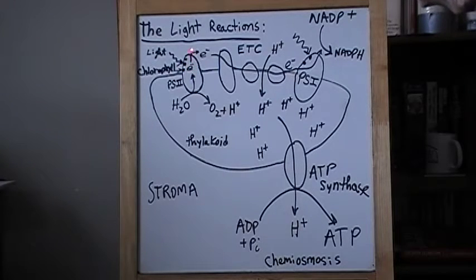So photosystem 2 oxidizes water, removes the electrons, and the energy from the chlorophylls excites the electrons to a higher energy level. When the water gets oxidized, what remains is oxygen and hydrogen ion.